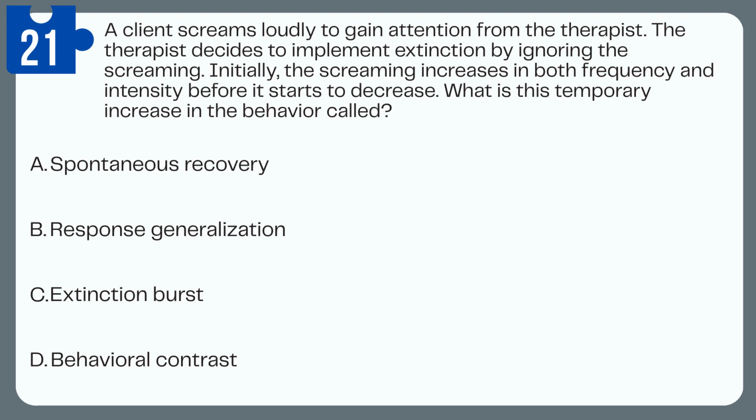Question 21. A client screams loudly to gain attention from the therapist. The therapist decides to implement extinction by ignoring the screaming. Initially, the screaming increases in both frequency and intensity before it starts to decrease. What is this temporary increase in the behavior called? A. Spontaneous recovery. B. Response generalization. C. Extinction burst. D. Behavioral contrast.